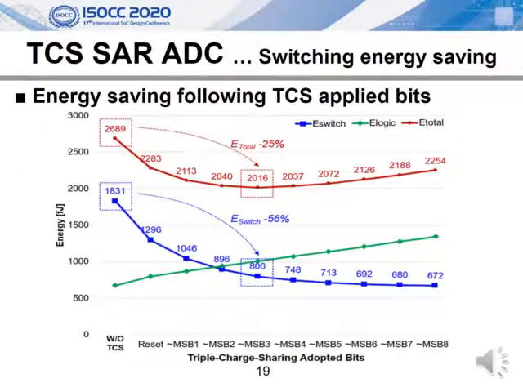TCS can be applied to every deck bit. Like this blue line, the saved switching energy decreases at lower bits, but as the number of TCS applied bits increases, the SAR logic energy is increased linearly, shown in the green line. As the red line shows, there is a lowest point of the total energy, which is the third MSB. If the ratio of logic energy to total energy is lowered, then TCS can be applied to more bits.